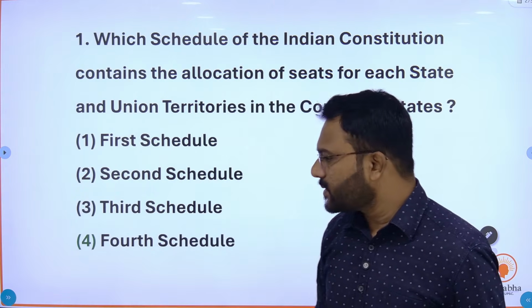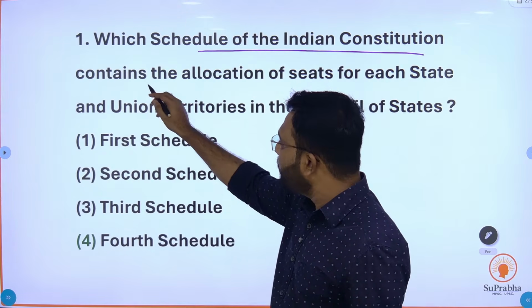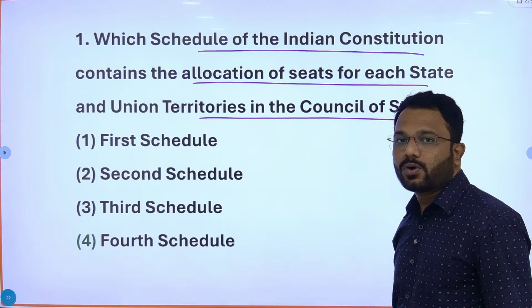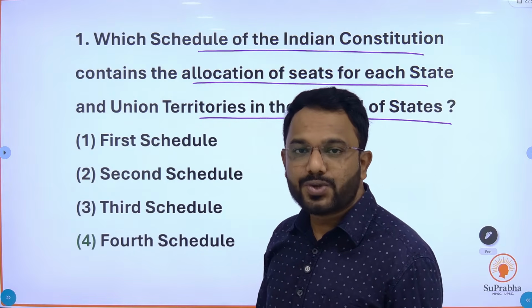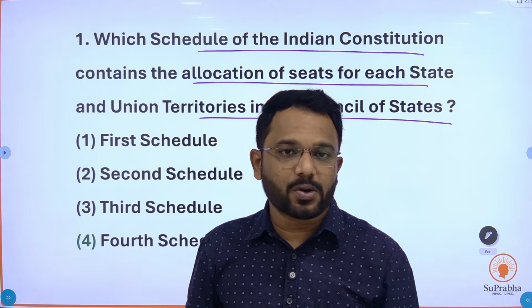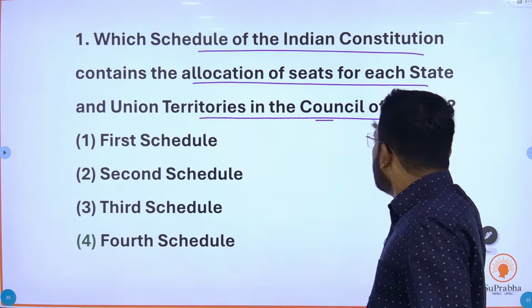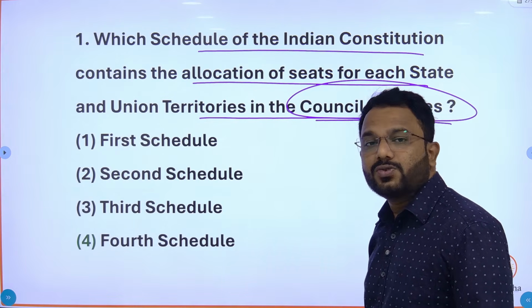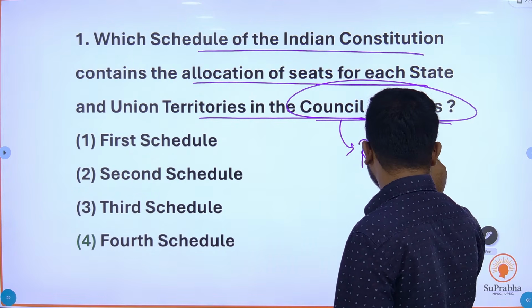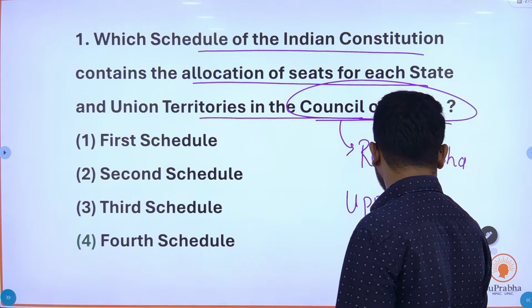Here our first question is: which schedule of the Indian Constitution contains the allocation of seats for each state and union territory in the Council of States? Let me first explain how you should approach the question. First, try to find out the basic demand of the question. Here we have to find the schedule related to the seats allocation of the Council of States. Council of States is also known as Rajya Sabha, the upper house of our parliament.